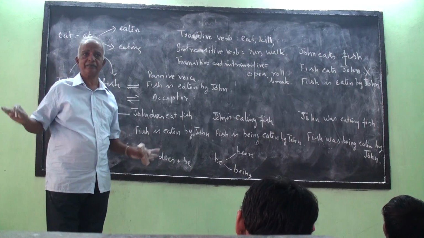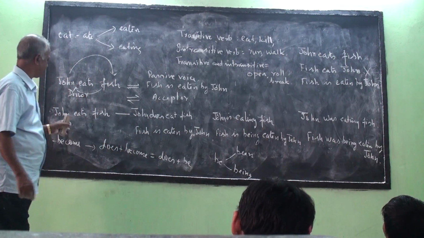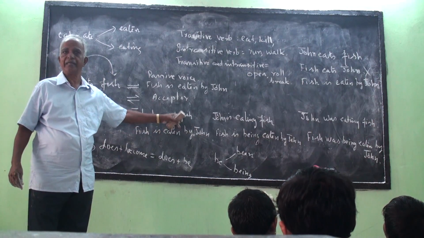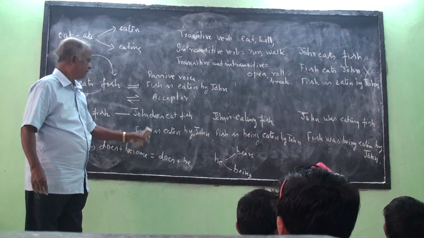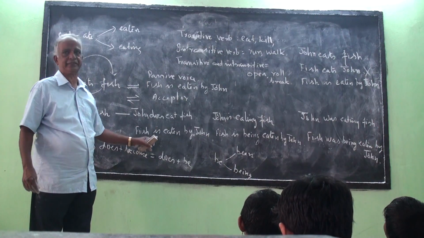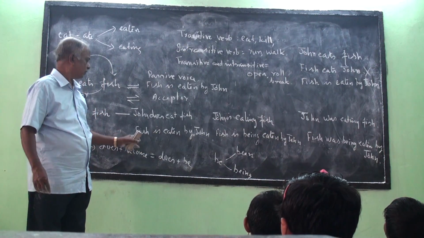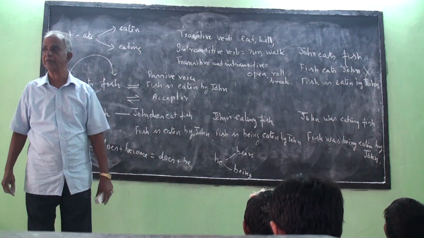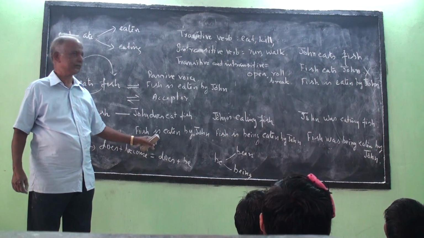See, actually there is not a question like that. Here, John eats fish. John does eat fish. You can write this. Here, does is substituted by is. So the passive voice, fish is eaten by John. In the place of does, is comes.